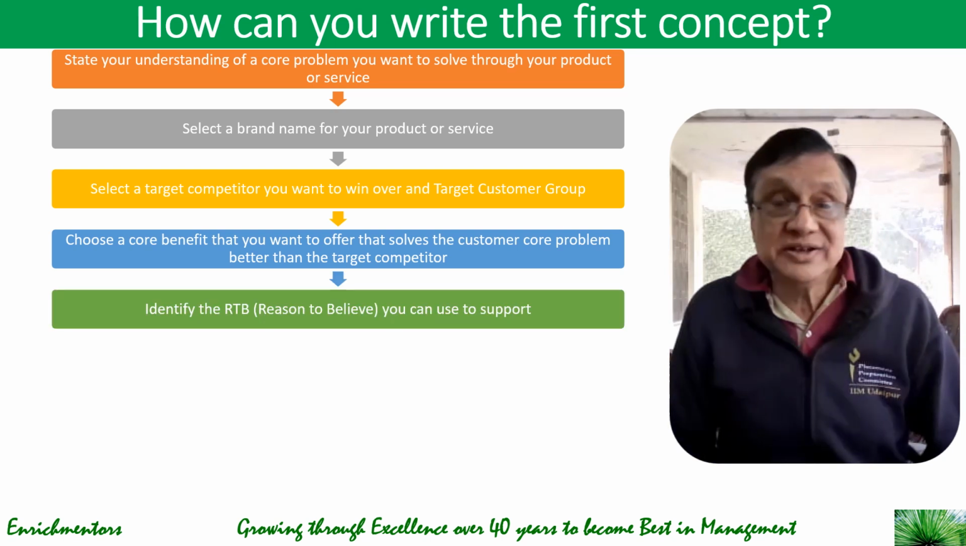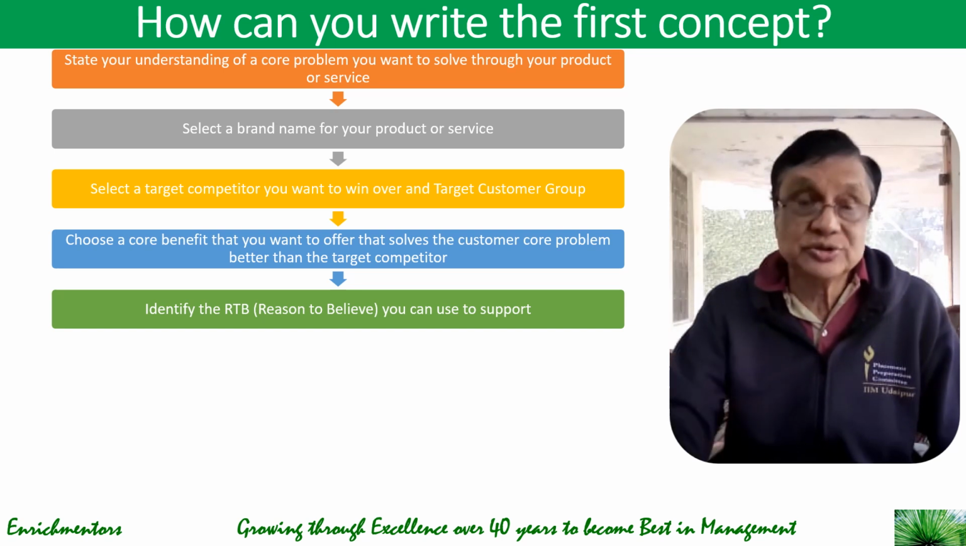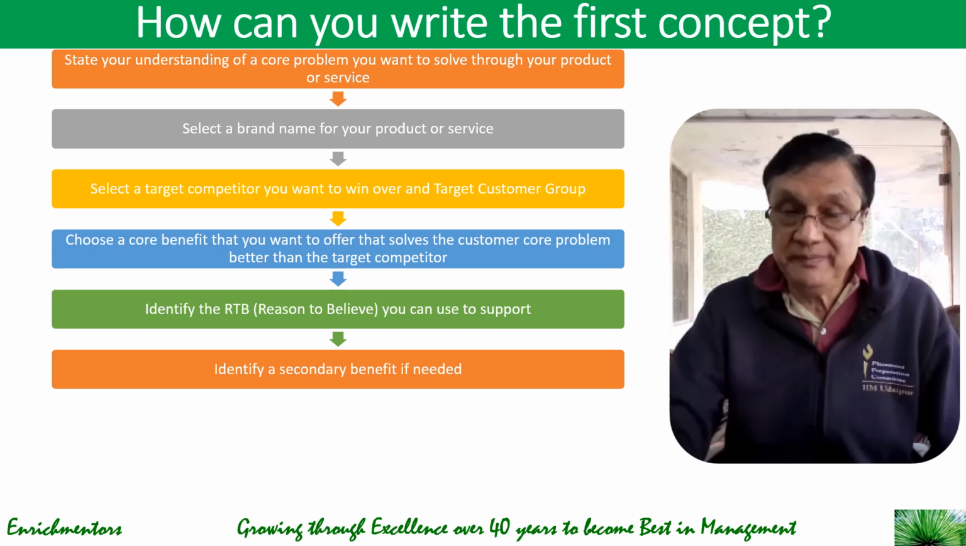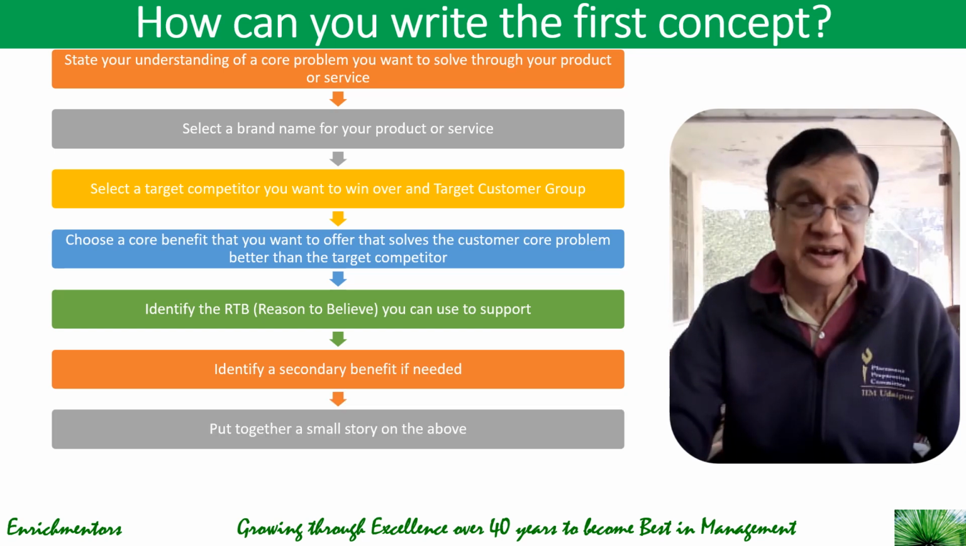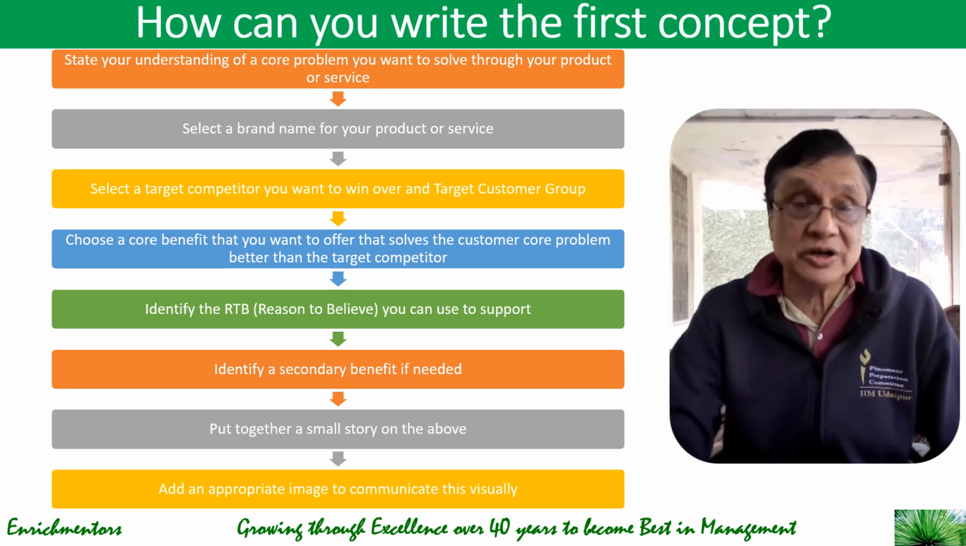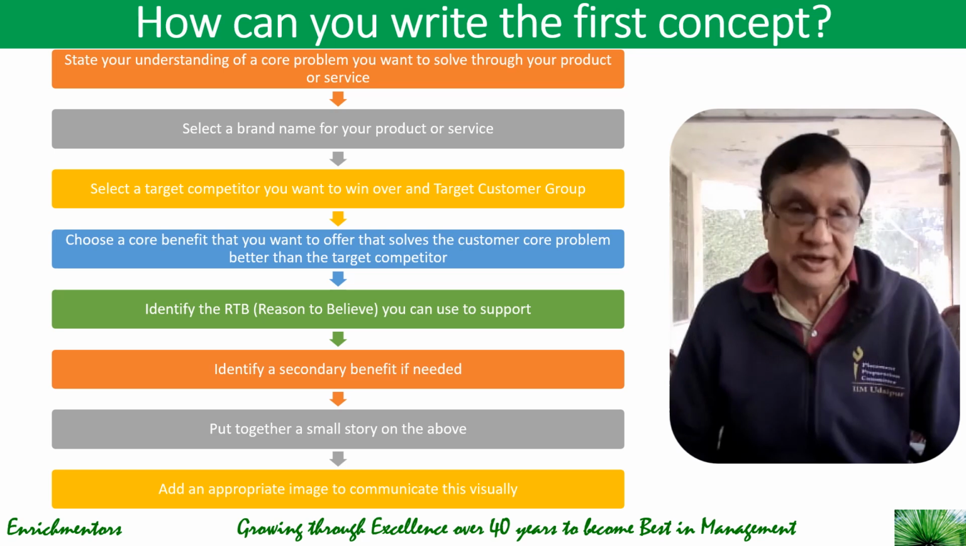Then you identify the reasons to believe. You must have reasons to believe to make that claim. Otherwise, no one is going to believe you, right? So you identify reasons to believe, and then you identify a secondary benefit, if needed. And then you put together a small story, the two paragraph story as you saw there at the bottom, and finally add an appropriate image to communicate it visually.